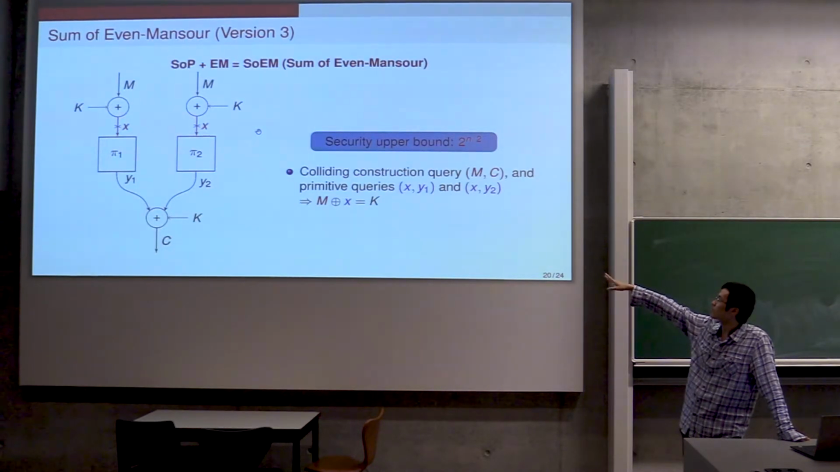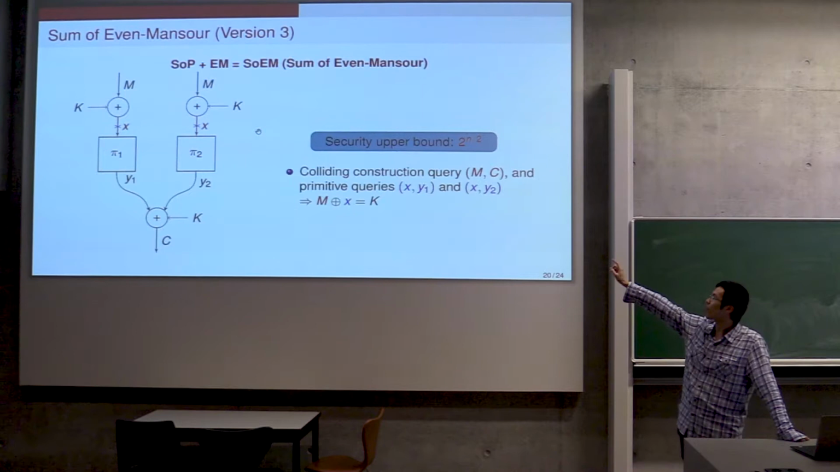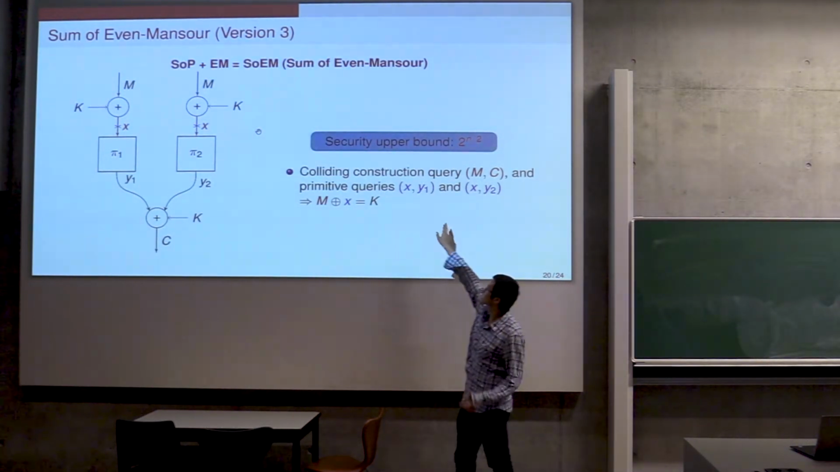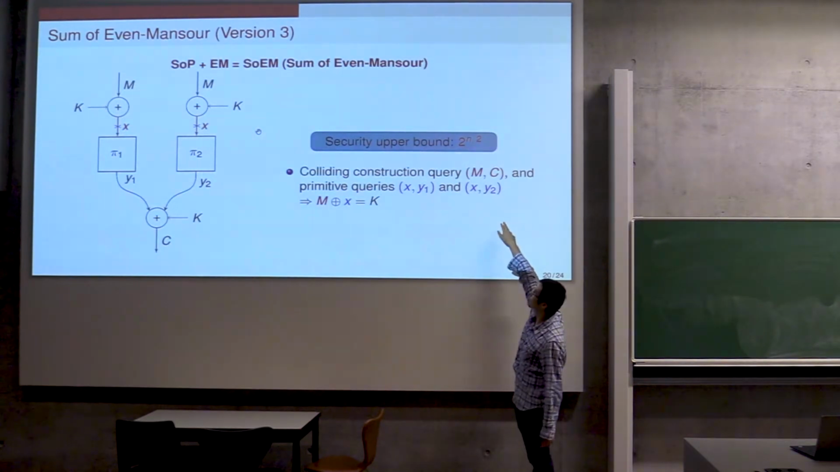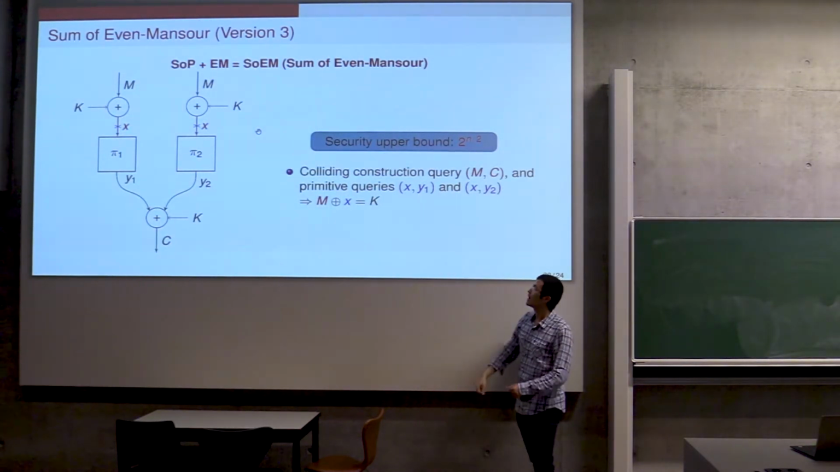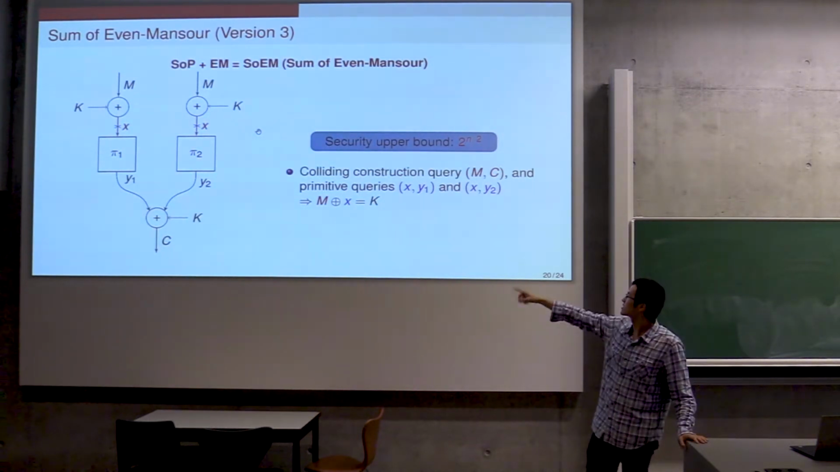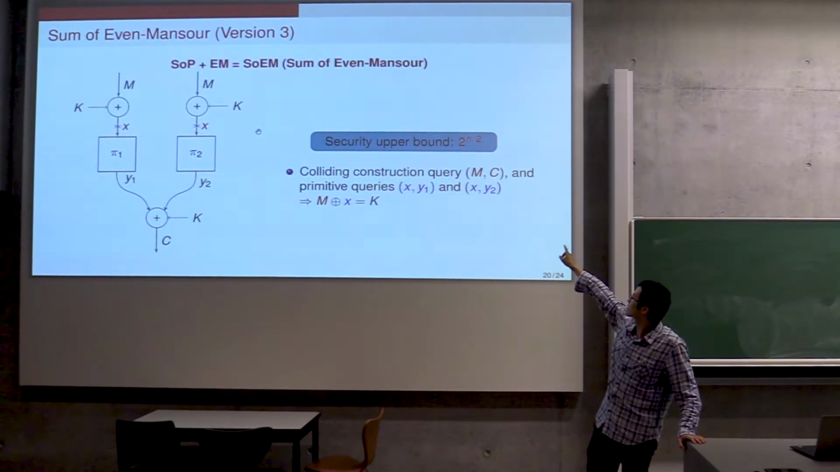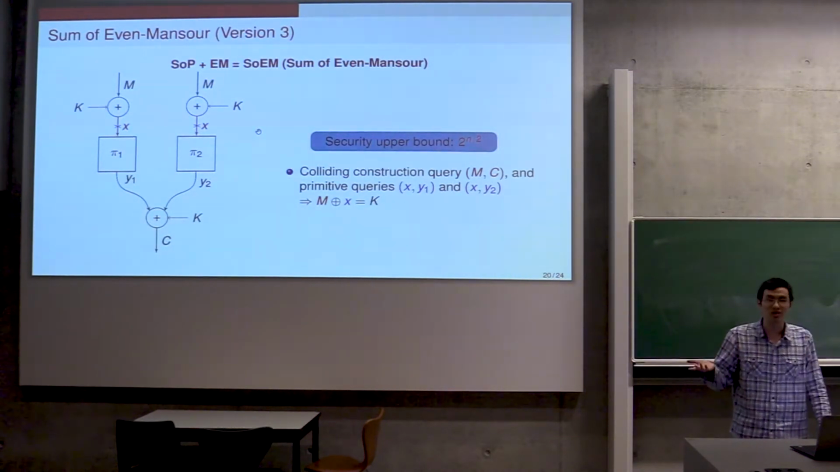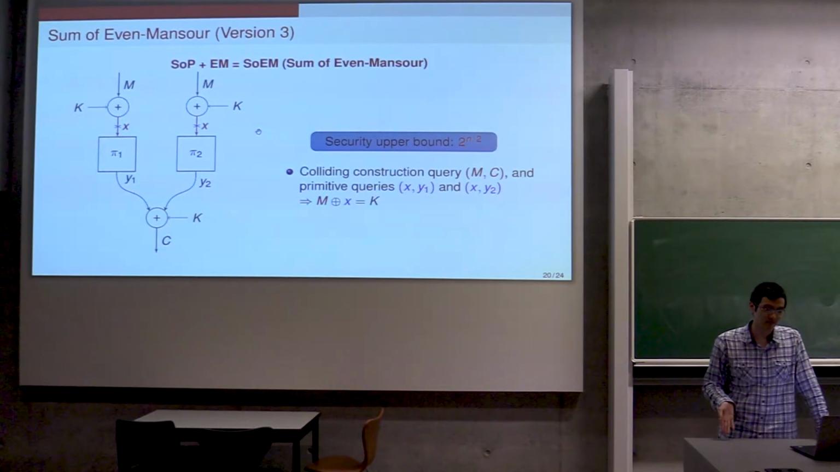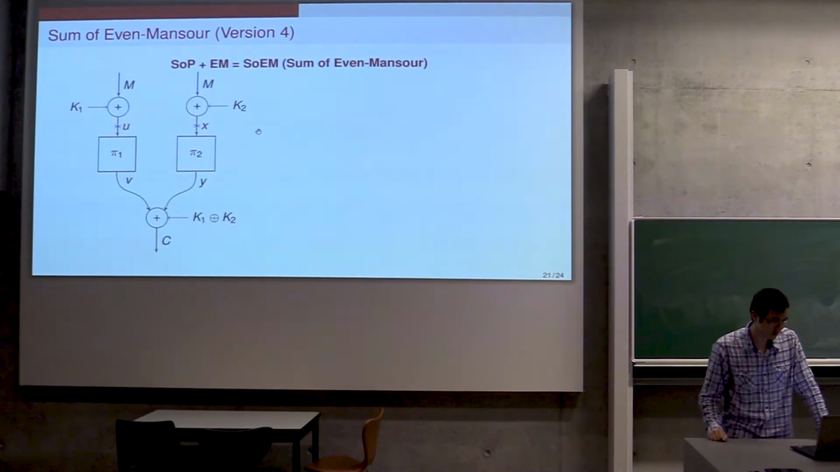then there will be a relation between the output y1 of the first primitive oracle and the output y2 of the second primitive oracle, and there will be a relation between y1 and y2 with the c value of the construction oracle. So this construction can again be broken in the birthday bound, so it is very easy to attack.